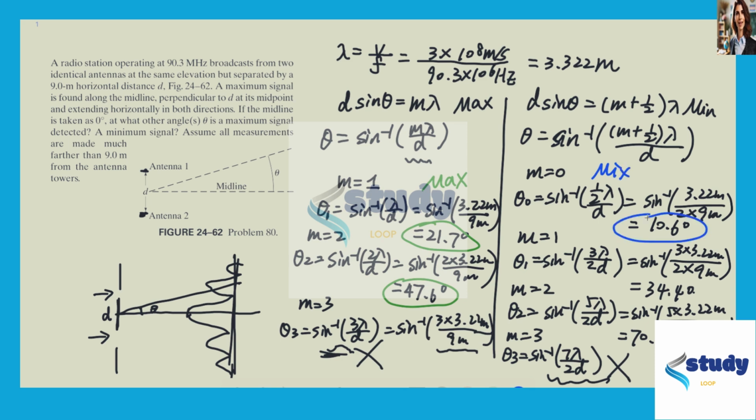So that is what is asked in the question. The question asks us for the other angles at which the signal is a maximum: 21.7 degree and 47.6 degree. And for the minimum signal, that's 10.6, 34.4, and 70.3 degree. We have 3 angles on each side where we can detect the minimum signal.